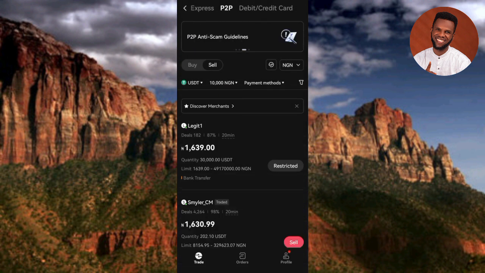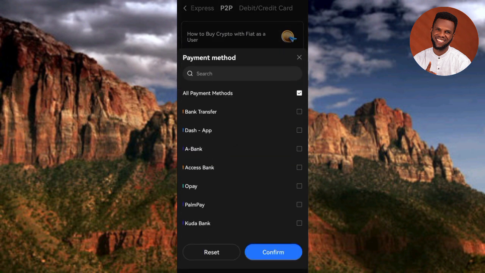Now the next step is to choose your payment method. So let me tap on payment method. So guys, now you can see these are all the payment methods that are here. If you want to search for any other payment method, you can tap on where you can see search. But as you can see there, all payment methods have been selected. But in case you want a specific one, you can go ahead to select it. So let me tap on bank transfer because I want to receive my money by bank transfer. So once I release my USDT, the person will be sending my money into my bank account through bank transfer. So let me tap on bank transfer. Then let me tap on confirm.